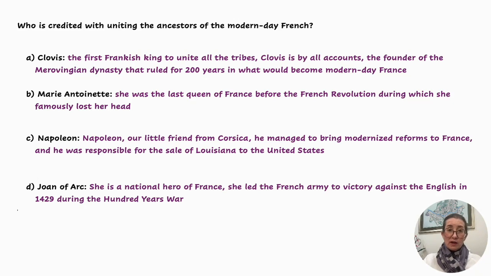Napoleon, our little friend from Corsica, managed to bring modernized reforms to France, and he was responsible for the sale of Louisiana to the United States. Marie Antoinette was the last queen of France before the French Revolution, during which she famously lost her head. And Clovis, he was the first Frankish king to unite all the tribes, and by all accounts the founder of the Merovingian dynasty that ruled for 200 years in what would become modern-day France. So the answer is A.